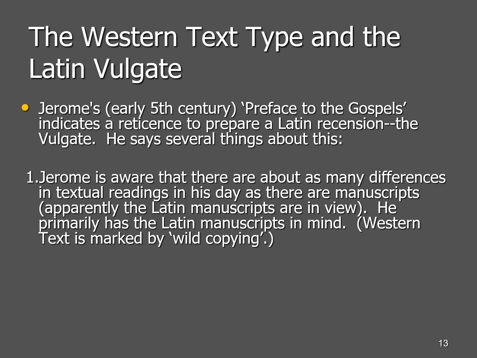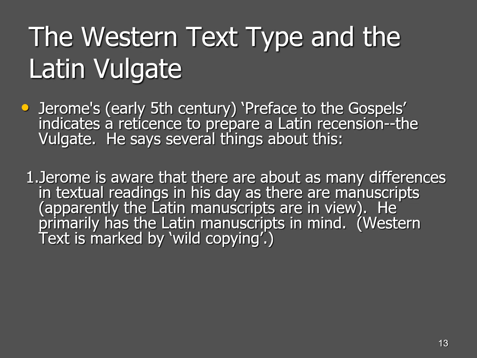Now the Western text type can be related to the Latin Vulgate, just as the Byzantine text type can be related to the Syrian version. The Western text type can be related to the Latin Vulgate, which Jerome compiled early in the 5th century. In his preface to the Gospels, Jerome indicates a reticence to prepare a Latin recension, the Vulgate.